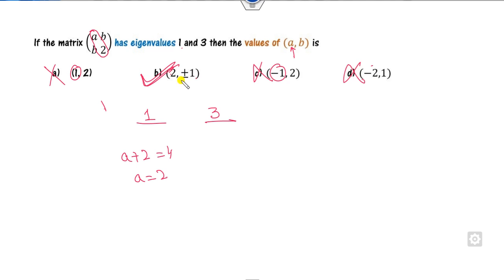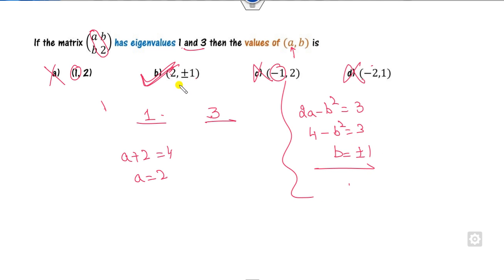How can you find it? You can see the determinant 2A minus B square is the eigenvalue product here. A is 2. So 4 minus B square is 3. So B is plus or minus 1. But there is no need to solve this because there is only one correct option here.